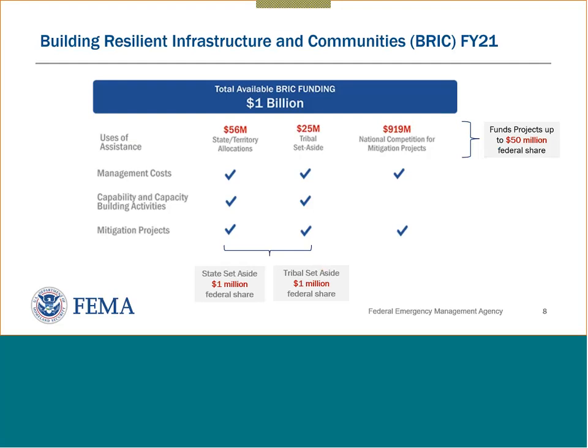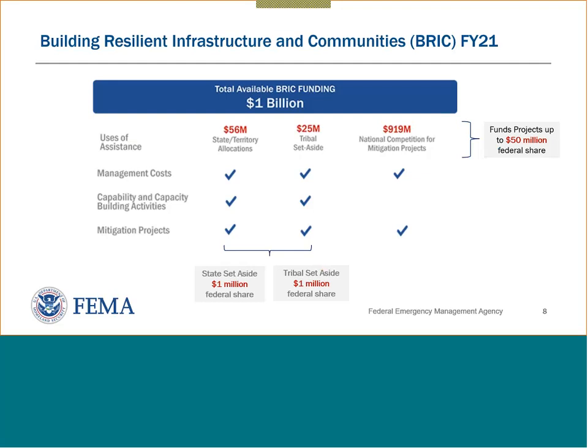This year, there is $1 billion funding available for fiscal year 2021's Notice of Funding Opportunity and application period. Of this amount, $919 million is for national competition projects, and of that, project sub-applications may be up to $50 million of federal share each. States and tribes have set-asides and allocations, which means that a tribe may apply for up to $1 million federal share of the tribal set-aside amount for eligible activities.